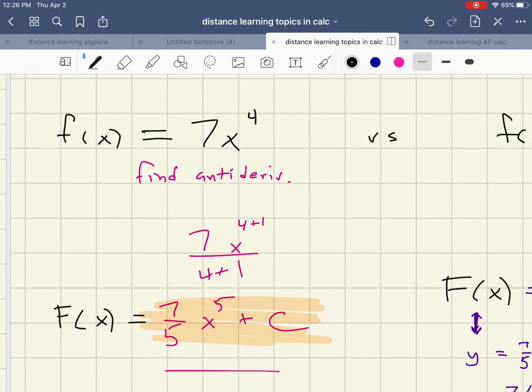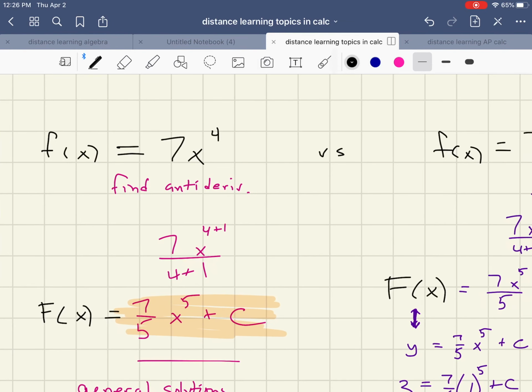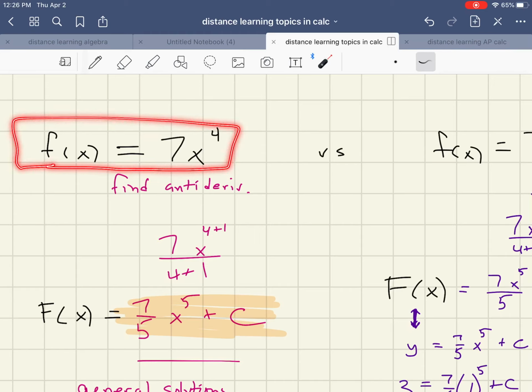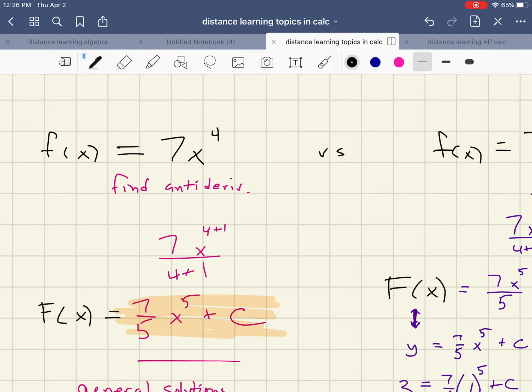So just to recap what you should already know, this side is the general solution side. So we have our function, lowercase f of x equals 7x to the fourth. We're finding the antiderivative. A couple different ways we could see this. We could take the integral of 7x to the fourth dx. And our power rule says let's raise the exponent by 1, and let's divide by that new exponent. So in this problem, that should give us 7/5 x to the fifth.